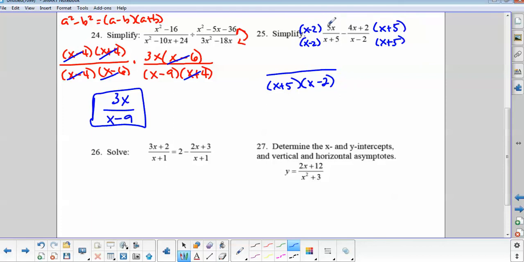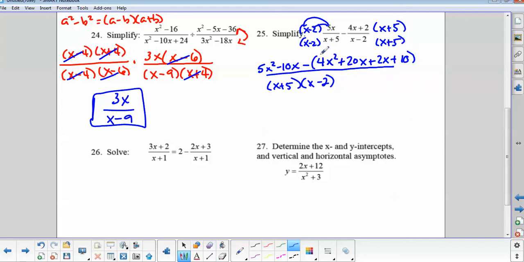Okay, so I'm going to distribute 5x times x gives me 5x squared, and 5x times minus 2 is minus 10x. Here I have a minus, so I'm going to bring that minus down, and remember that I'm subtracting everything in my answer. So 4x times x is 4x squared, 4x times 5 is 20x, 2 times x is 2x, and 2 times 5 is 10.